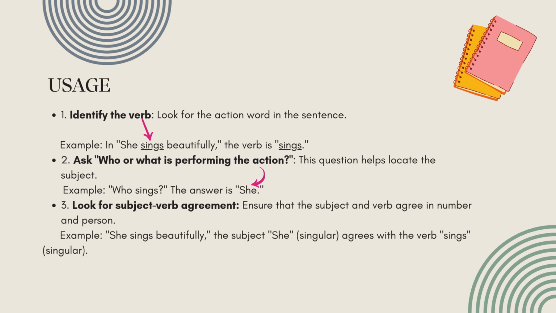And the third point is look for subject verb agreement. Ensure that the subject and verb agree in number and person. The example is she sings beautifully. The subject, she, is singular, and agrees with the verb sings that is also singular.